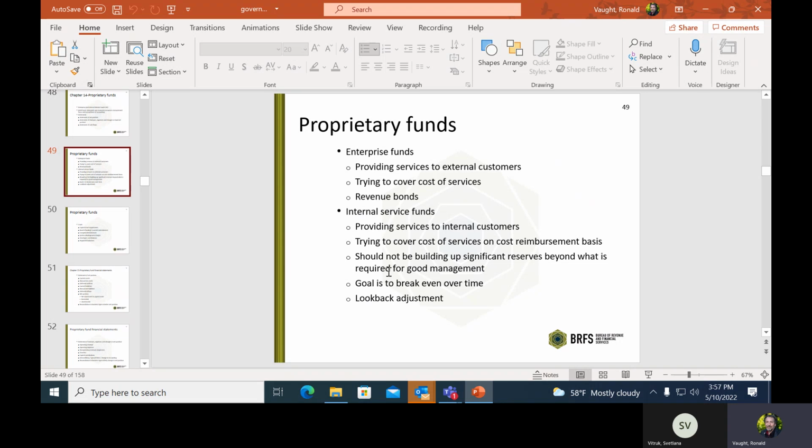Now, you don't have to have internal service funds. Michelle said that Phoenix, which is bigger than us, doesn't have internal service funds. And if you don't use internal service funds, what you basically do is you run all this through the general fund.